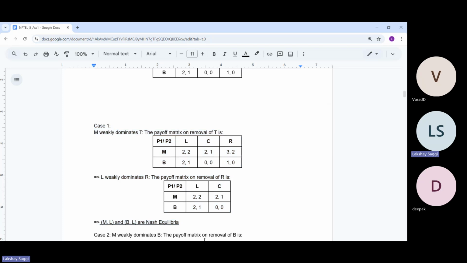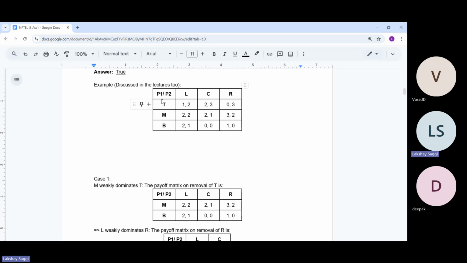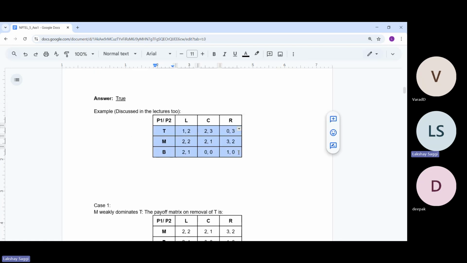So this is case 2, and in this case we say that M weakly dominates the strategy B. Why is this the case? Let us look at the original matrix and the strategies M and B. Our claim is that M weakly dominates strategy B, and we can check this. M and B are the strategies for the row player.